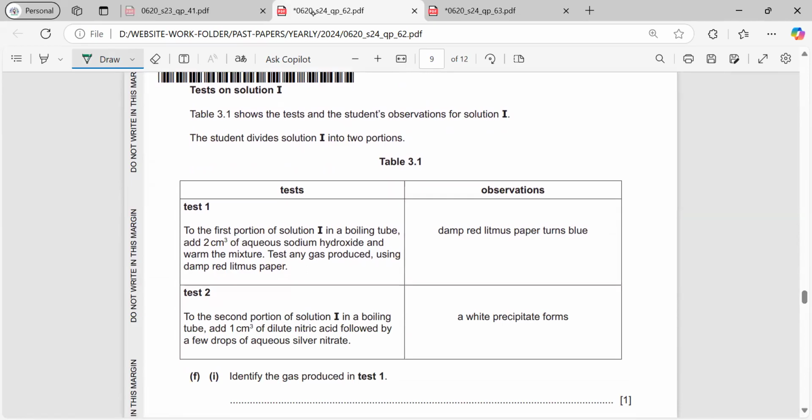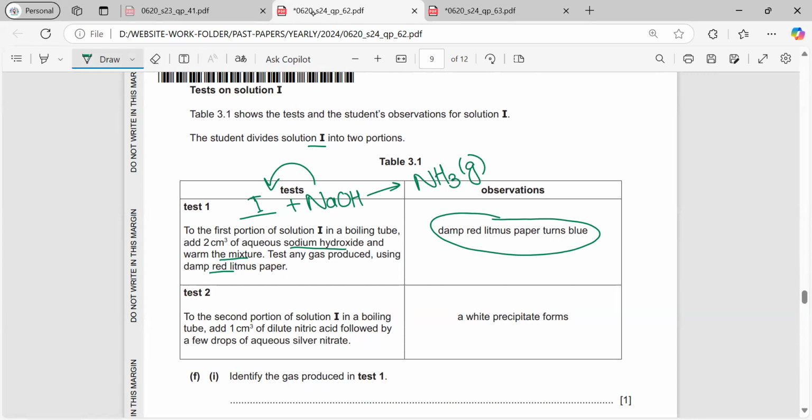Next, test on solution I. The student divides solution I into two portions. To the first portion of solution I in a boiling tube, add 2 centimeter cube of aqueous sodium hydroxide, warm the mixture, and test any gas produced using damp red litmus paper. So we are adding sodium hydroxide to solution I, and we are getting a gas which is turning red litmus paper blue. So it might be ammonia, because ammonia is the gas which is weakly basic, and it turns red litmus paper blue.